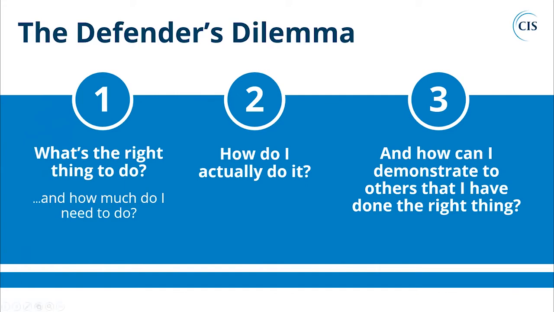So number one, what's the right thing to do? We'll talk a little bit about how to help you with that. Number two, how do I actually do it? That is, how do I convince the boss, get a budget, scour the marketplace for options, buy things, install things, operationalize them, and turn them into day-to-day running stuff. But the thing that really changes behavior is number three. And it is, how do I demonstrate to others that I have done the right thing?